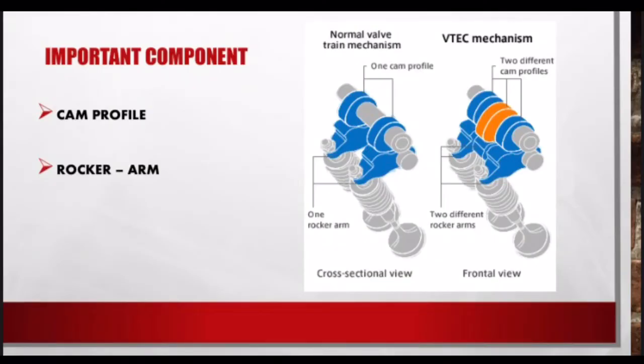So with this figure, we can see the difference between VTEC and a normal valve train system, where the VTEC usually has two different cam profiles and two different rocker arms. These different cam profiles control the opening of the intake valve, where it will open smaller when you drive slowly and open larger when you drive in high speed mode.